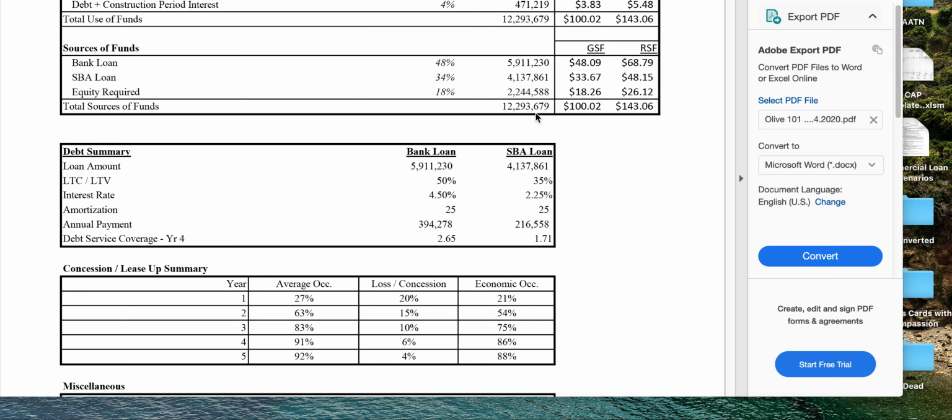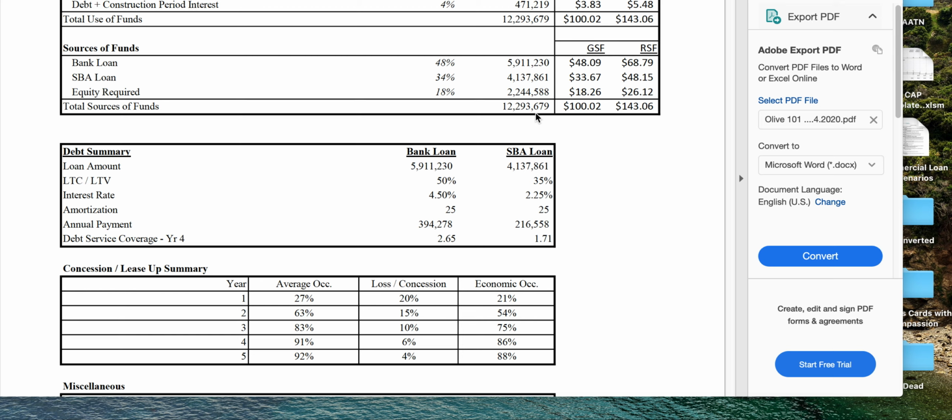Sometimes it's not. But once they get the appraisal back and the property is stabilized, then that loan to value at the stabilization might be 75%. So it's important that you distinguish between the elements.